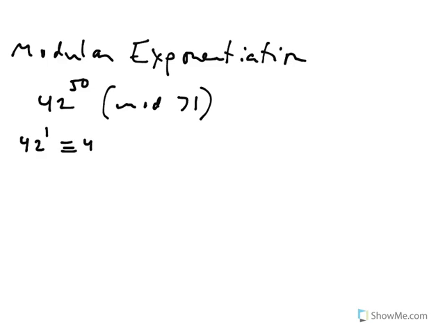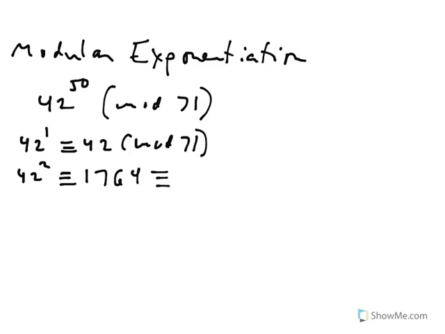42 to the first power is just 42, even if you divide by 71 and take the remainder. Anything less than 71, that will be true for. The next thing on our chart will be 42 squared. Now 42 squared is 1,764, and when you divide that by 71, you get 24 remainder 60. So 60 is the number here.